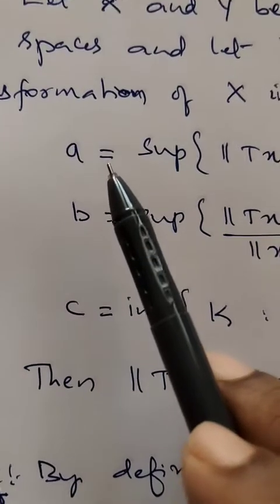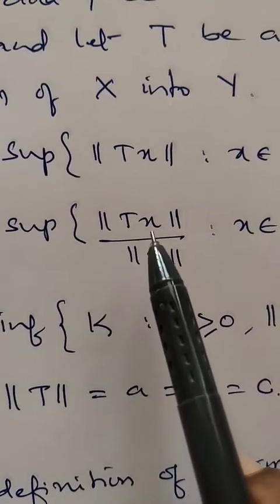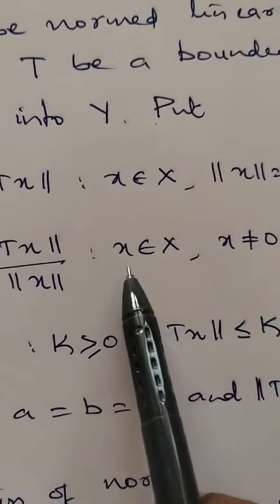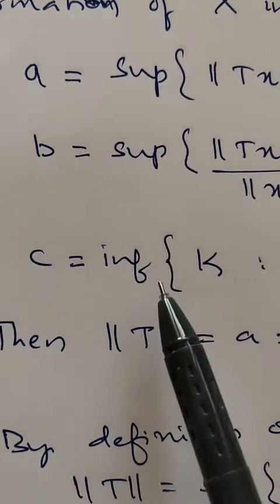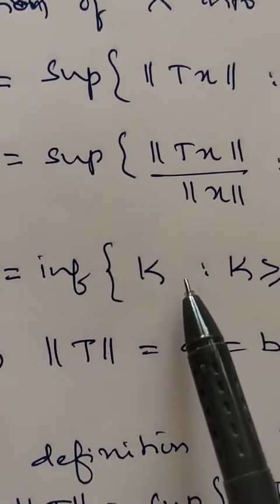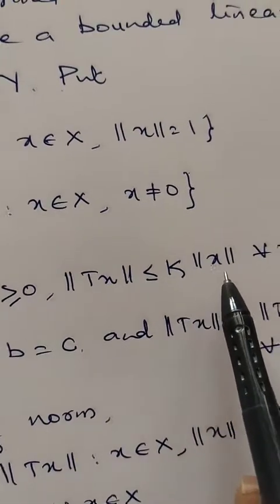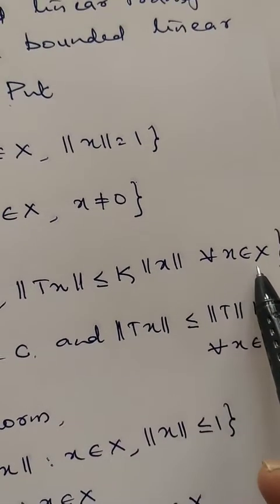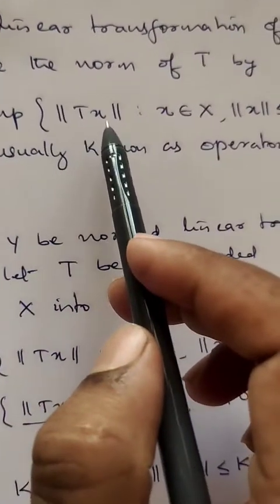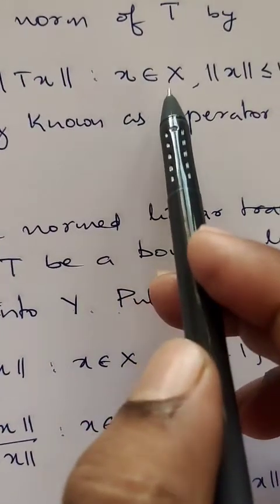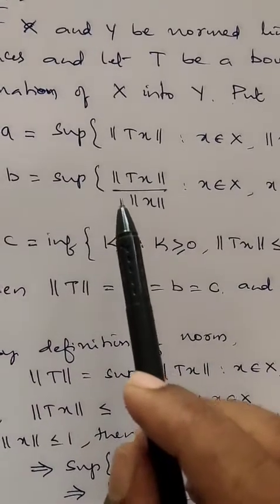That I will denote by A. And the other norm is the supremum of norm of T of x by norm of x, where x belongs to X, x is non-zero. And the third one, C, is the infimum of all those values of k, where k is non-negative and norm of T of x is less than or equal to k times norm of x for every x belongs to X. This means the norm which we defined, norm of T equal to the supremum of norm of T of x, where norm of x is less than or equal to 1, may be taken as any of these norms.